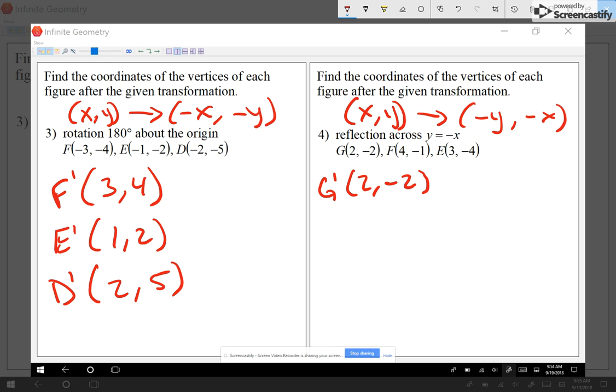It doesn't seem like I did, but what I did is I flipped my numbers and I changed both signs. If I look at f prime, I'm going to get 1, -4. I flip them and change both signs. The 1 was negative to begin with, so notice I wrote it as a positive 1. I changed the signs. And then e prime, I'm going to have 4, -3.